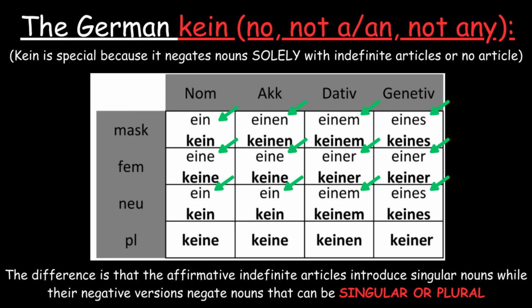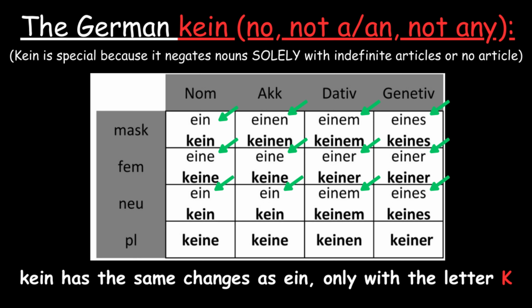I already made a few videos about German declensions in the articles, and I would advise watching those videos before understanding the declensions of kein. As I said previously, kein has the same changes as ein, only with the letter k, so let's see how kein fully works in context in every case.